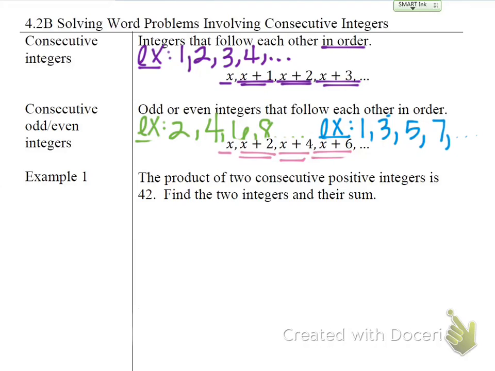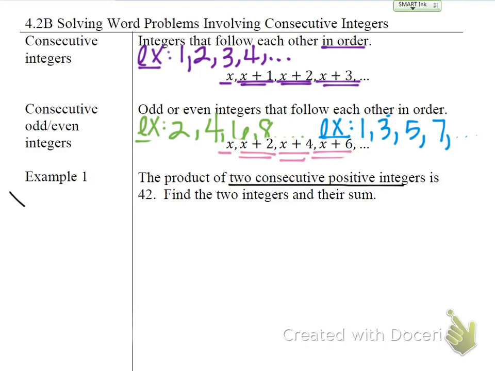So example 1. We have the product of 2 consecutive positive integers is 42. Find the 2 integers and their sum. Okay, so the way that I do these problems is I always first list out what the integers I'm looking for is so that I know what it is I'm working with. So we're looking at 2 consecutive positive integers. So these are not consecutive odd or even, they're just consecutive.